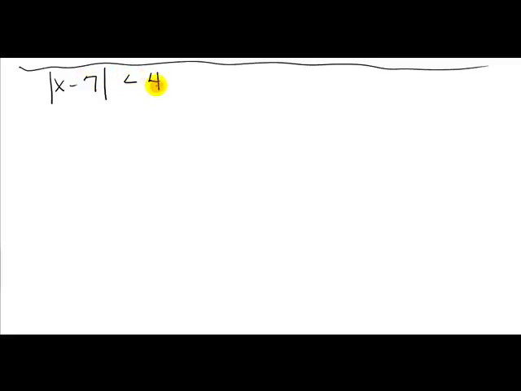So we have our problem. The first thing we want to do is separate it into the 2 and then solve it. You know, we're going to add 7 to both sides, add 7 to both sides.